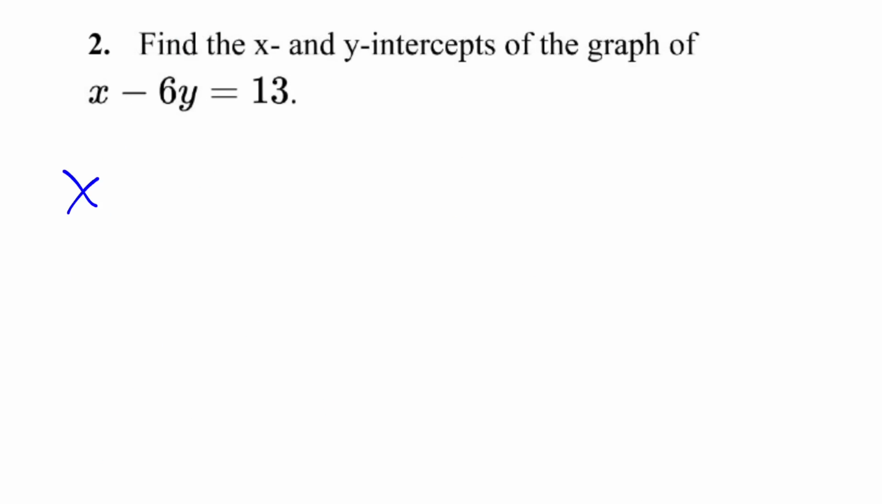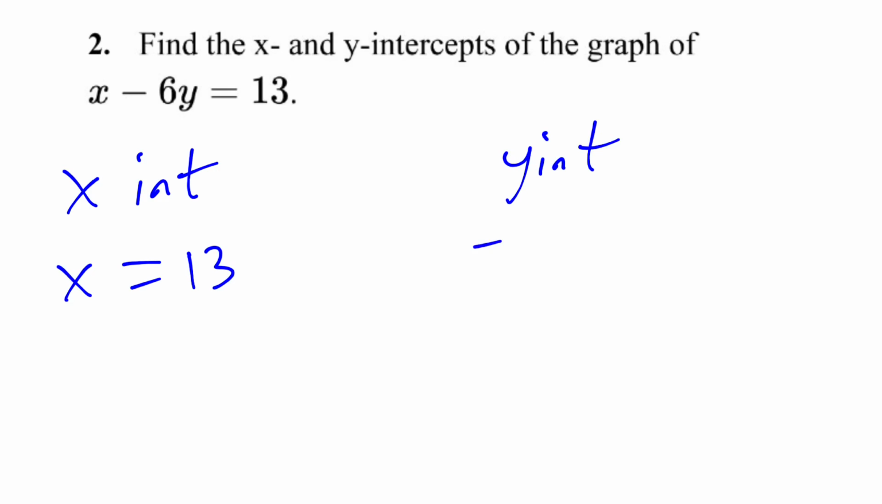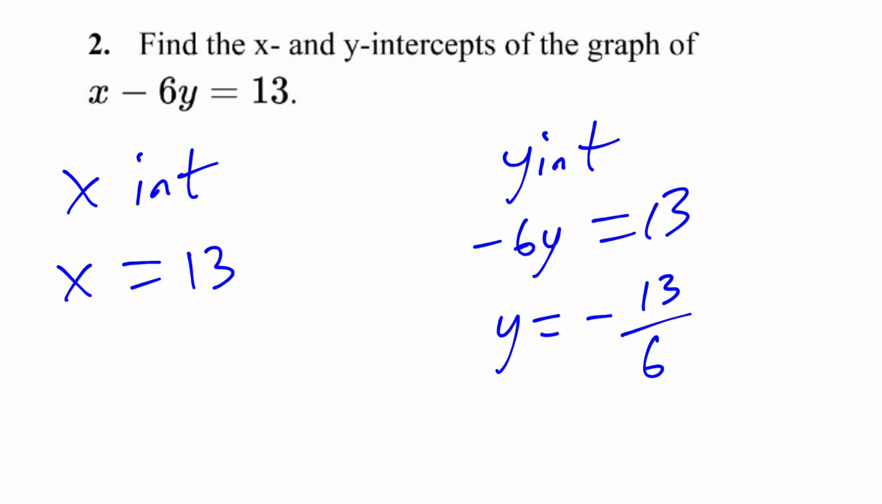Doing the same thing a little bit faster, the x-intercept, the y goes away, so I have x is equal to 13. The y-intercept, the x goes away, so I have negative 6y is equal to 13. So that's just y is equal to negative 13 over 6.